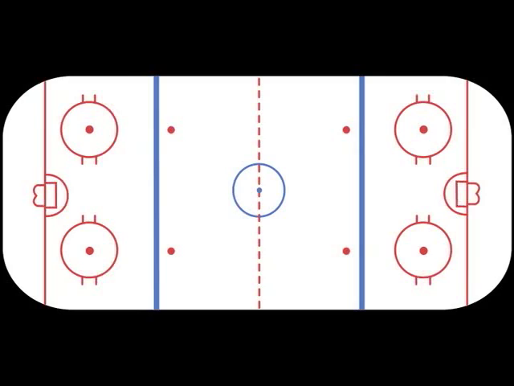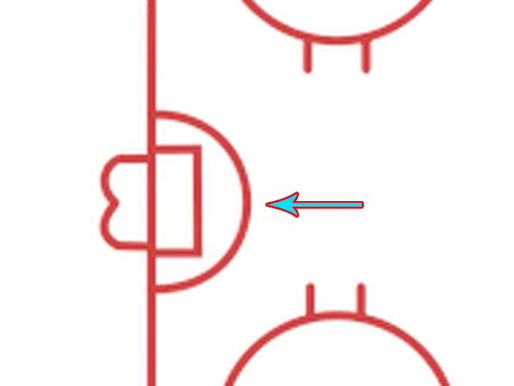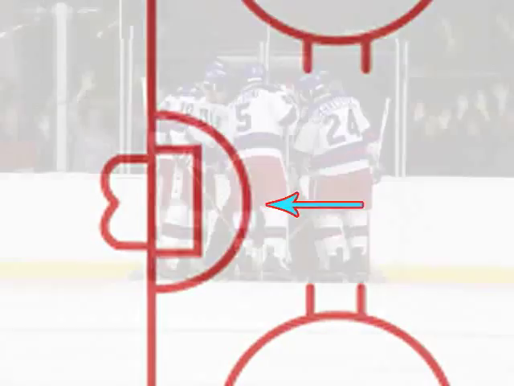Lastly, in front of each goal, there is a goal crease. Now, the crease is a special area of the ice where the goaltender can perform his or her duties without interference. In fact, in most leagues, no attacking player may enter the goal crease before the puck does.